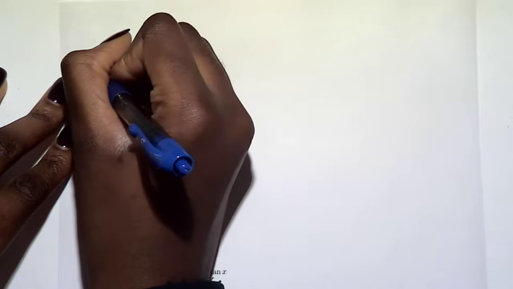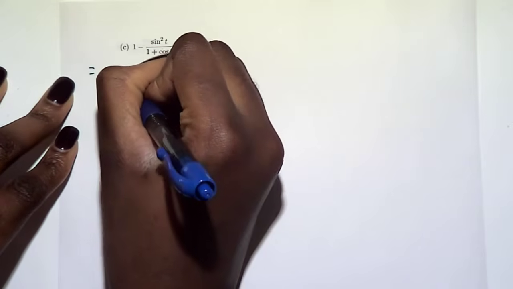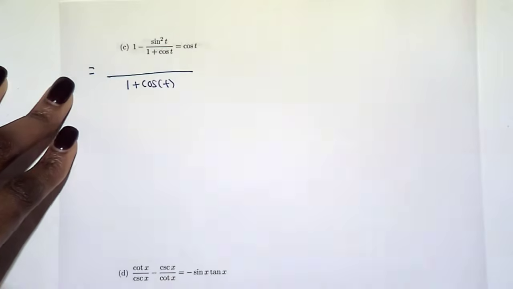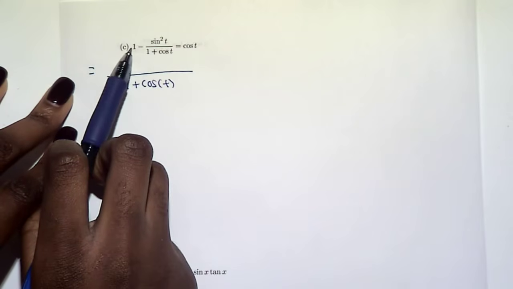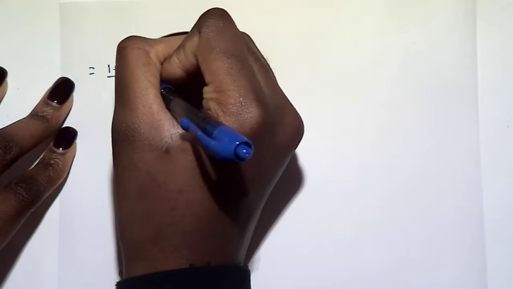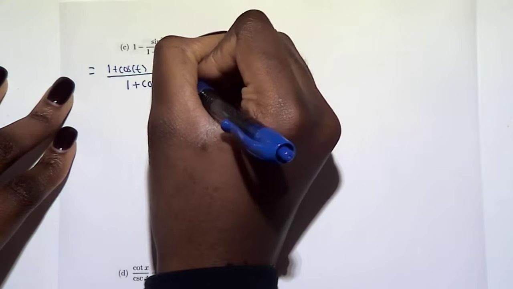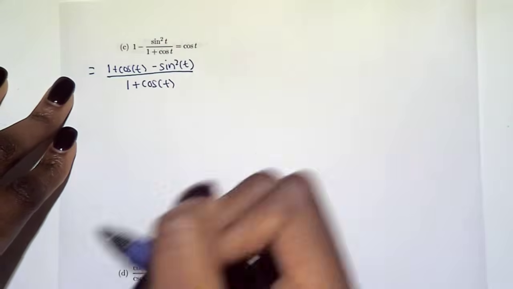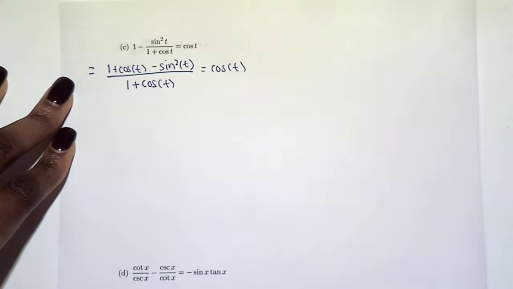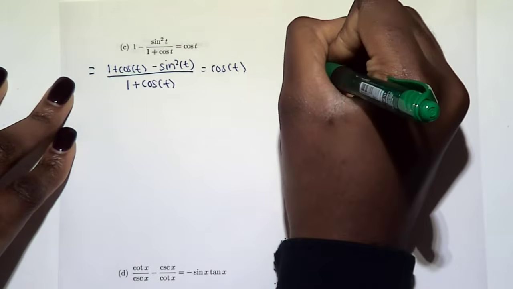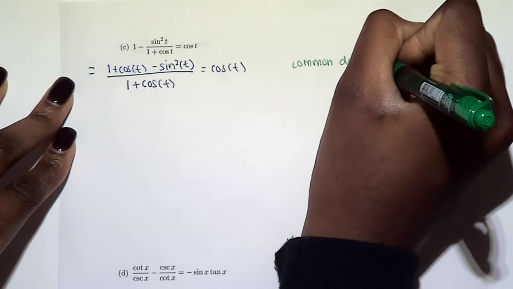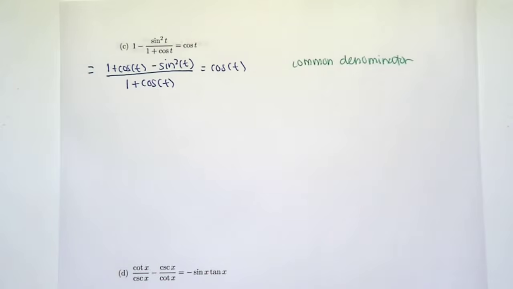Okay, so my first step is always, let's combine these and get a common denominator of 1 plus cosine t. All right, so for here, I'm going to have to multiply by 1 plus cosine t. And nothing on the other side. All right, so the thing I did was I got a common denominator. Okay, next, let's see.